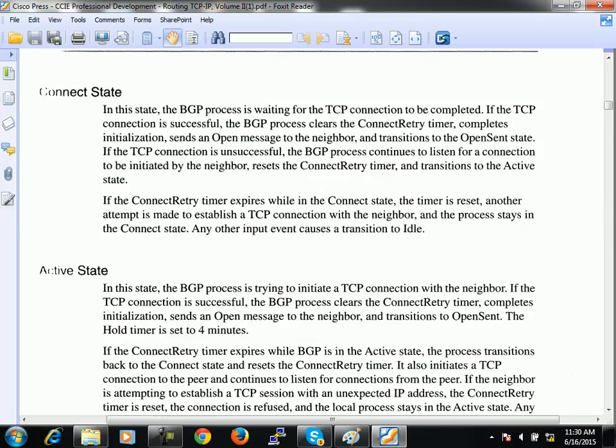Connect state. In this state, the BGP process is waiting for the TCP connection to be completed. If the TCP connection is successful, then the connect retry timer will be cleared and it will move into open sent state. If the TCP connection was not formed successfully, then it will move into active state. If the TCP connection is unsuccessful, the BGP process continues to listen for a connection to be initiated by the neighbor, resets the connect retry timer, and transitions to active state. If the connect retry timer expires while in connect state, the timer is reset and another attempt is made to establish the TCP connection.